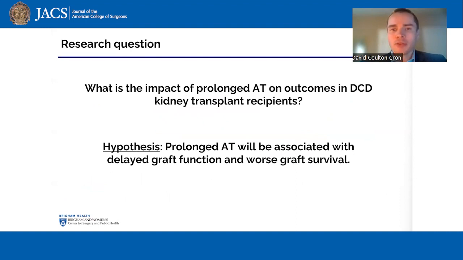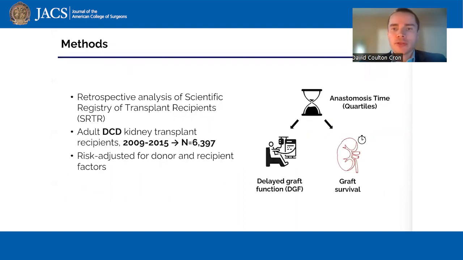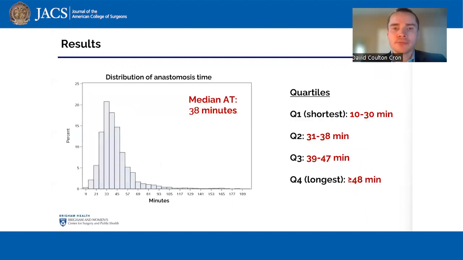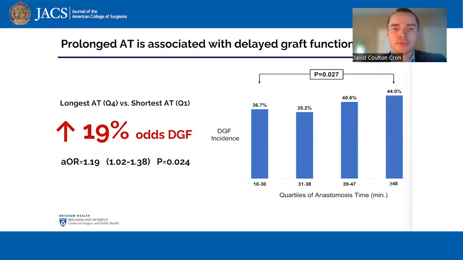Therefore, we studied the impact of prolonged anastomosis time on outcomes in DCD kidney transplant recipients. We used the National Transplant Registry to study this. Anastomosis time was measured in quartiles, and our outcomes included delayed graft function and graft survival. Median anastomosis time was 38 minutes.